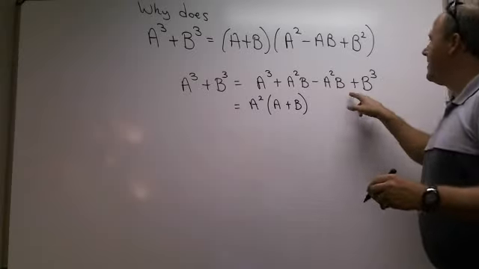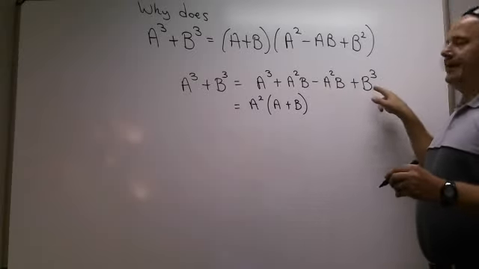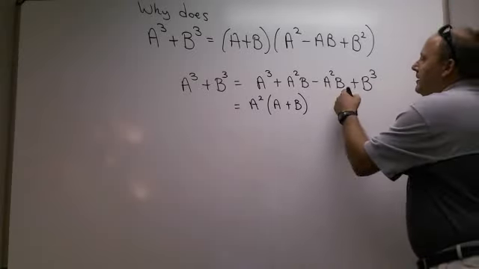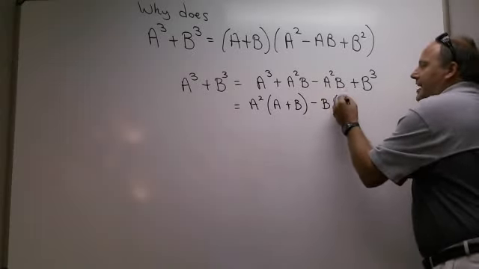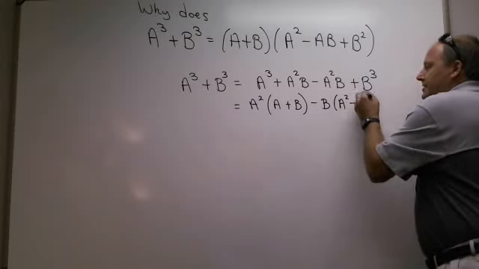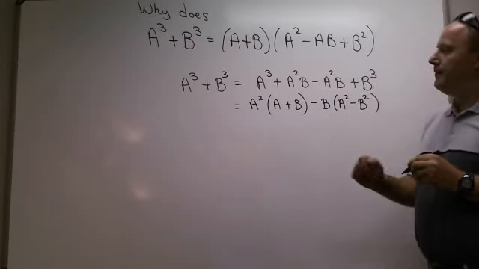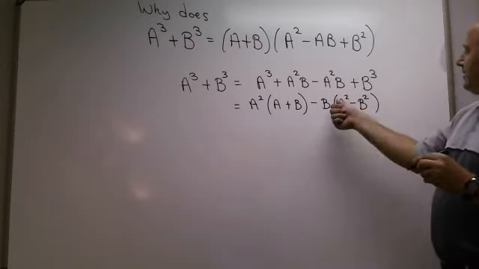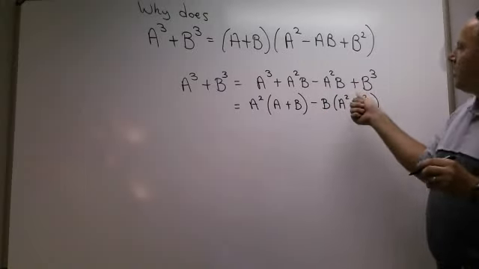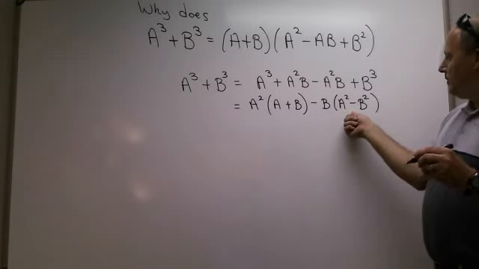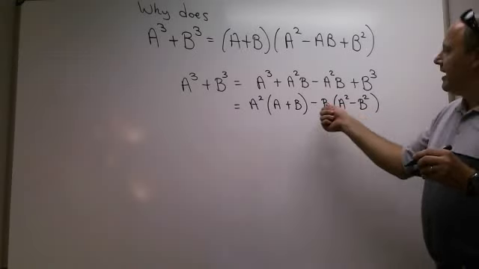Now, the next 2 terms both have a b in them. I'm going to take a negative b out. What's left is a squared minus b squared. So the negative b comes out, and that's why that's a minus, because remember, a negative times a negative is a positive. So the last binomial is a squared minus b squared, and this one's a plus b.